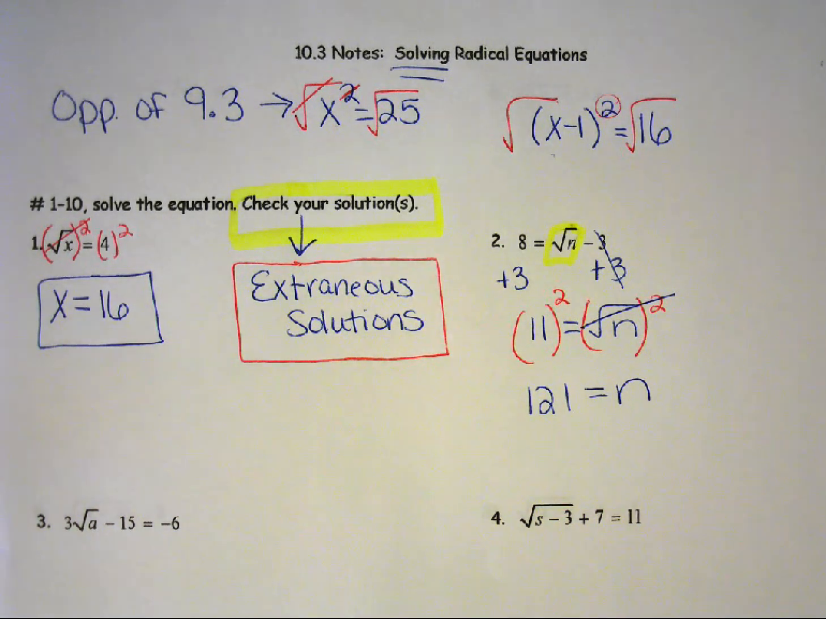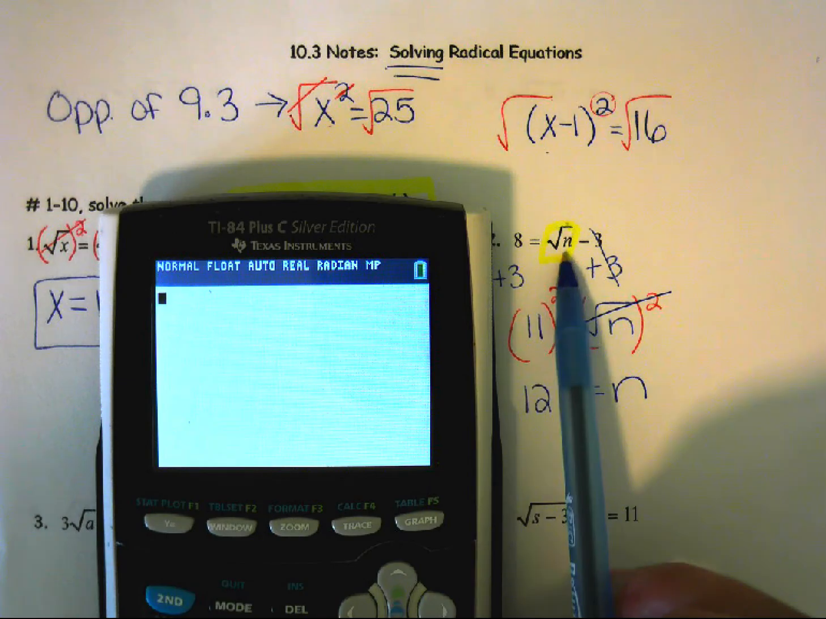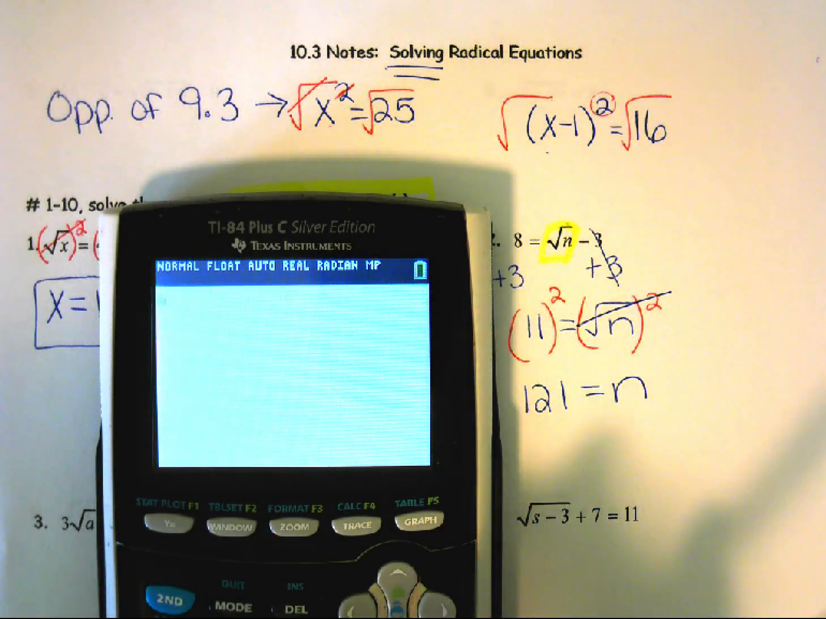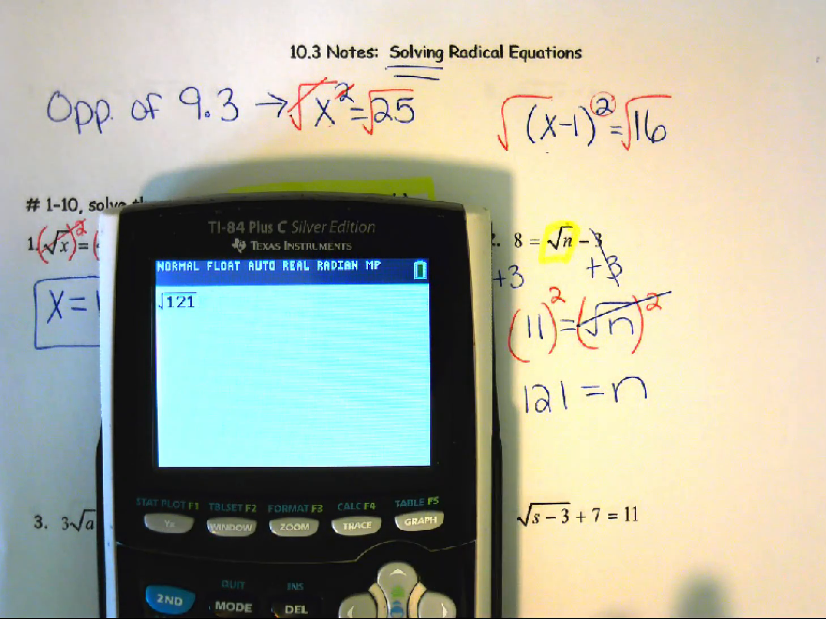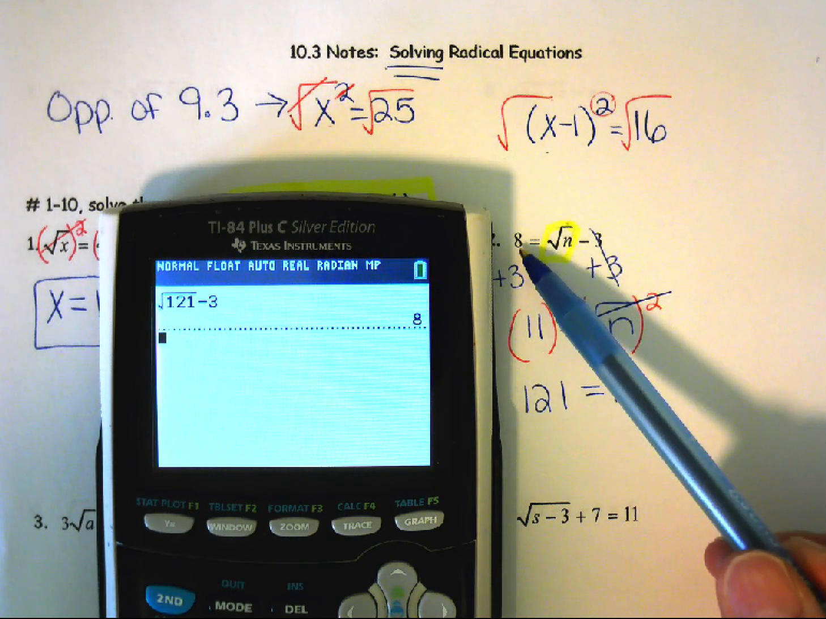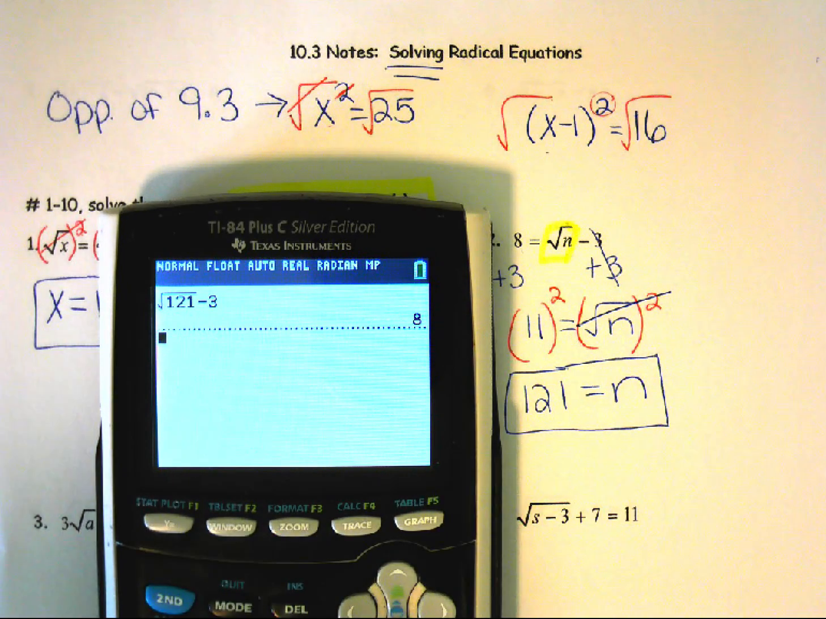Now I'm going to grab my graphing calculator and I'm only going to type in the right side. So I'm going to type in square root of 121, and then I'm going to move over to make sure that my bar doesn't continue to go, and then I'm going to do minus 3. As long as this comes back to that number, I know I've done it correctly. So I'm all done. Okay?